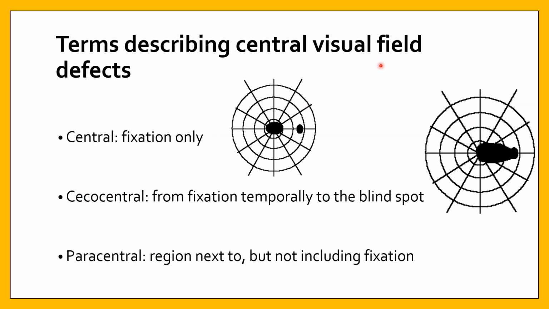Terms describing central visual field defects. Central visual field defects occur when there is a defect at fixation only; cecocentral is from fixation temporal to the blind spot; and paracentral is the region next to but not including the fixation.